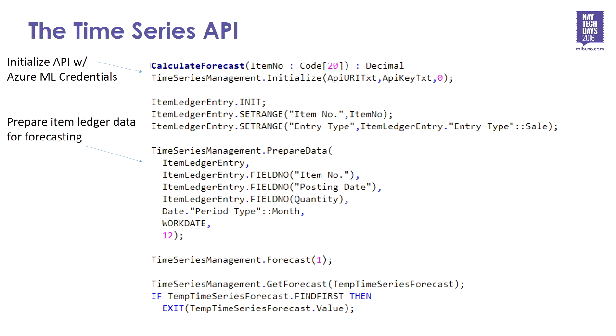I then say that I want to do a monthly forecast, or forecast based on a monthly grouping of data. I want to start on work date, and I want predictions 12 months ahead. The next thing I do here is actually do the forecast. So this is where the call to Azure happens. The stuff up here basically just does data preparation. And finally, I get the forecast and output the value of the forecast. Switch again.